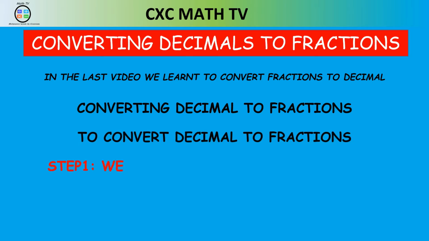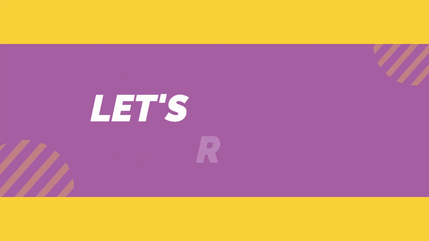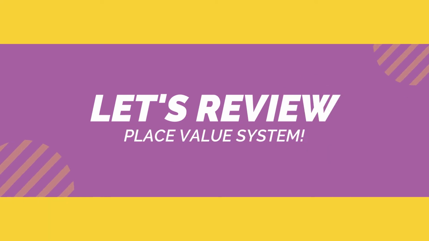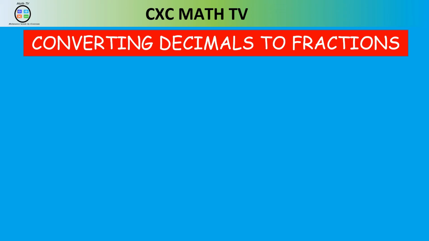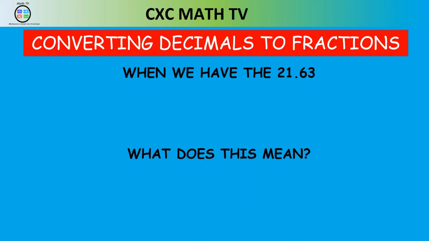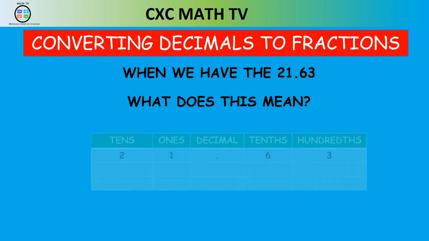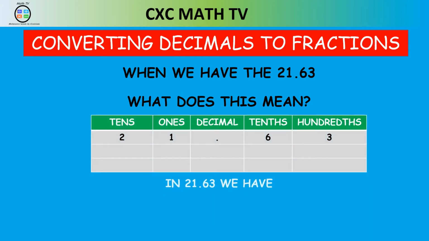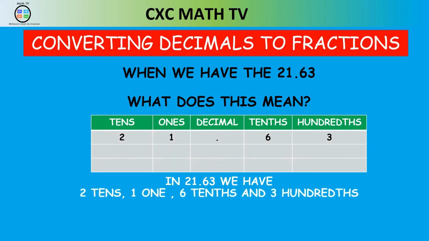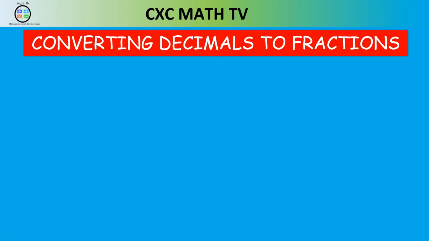You're saying what? Place values? Yes, so we're going to go back to some prep school knowledge. So when we have a number like 21.63, what does that really mean? If we go back to the place value table, it means that we have 2 tens, 1 one, 6 tenths, and 3 hundredths. That's what we all know from prep school.